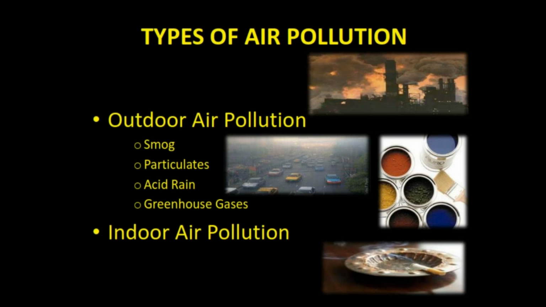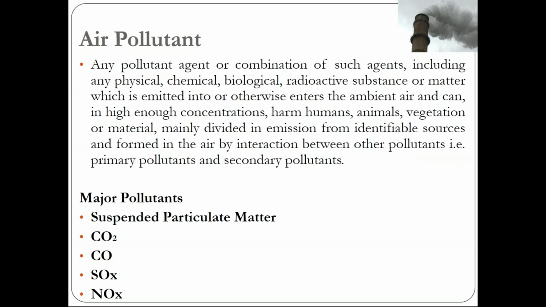If we classify air pollution, there are two types: one is outdoor air pollution and another is indoor air pollution. Indoor means inside our room or inside the living houses, and outdoor pollution means in the atmosphere outside our home, hence it is named. Outdoor pollutants are basically smoke, particulate matter, PM, acid rain, and greenhouse gas.